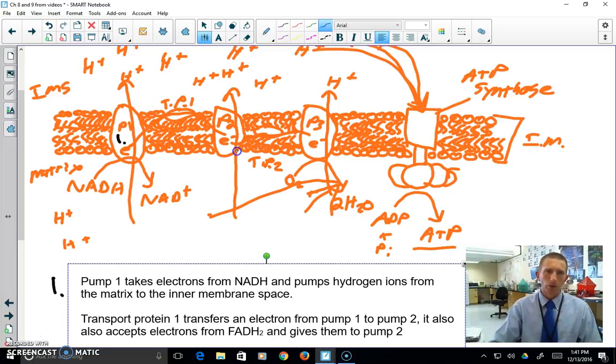Step number 2 occurs right here. So transport protein 1, that's step number 2. Transport protein 1 transfers the electron from pump 1 to pump 2. And it also accepts electrons from FADH2 and gives them to pump 2.